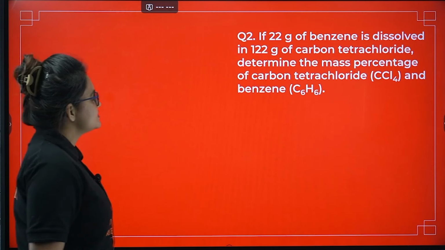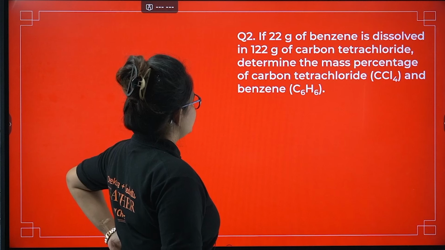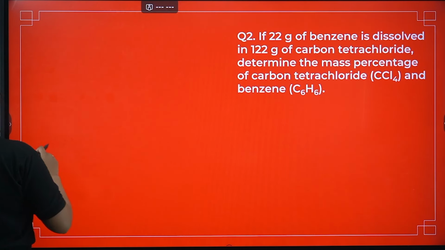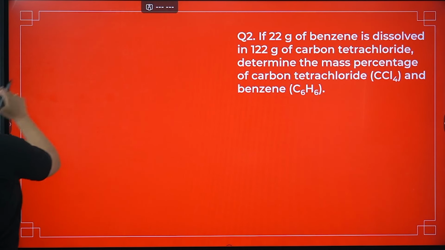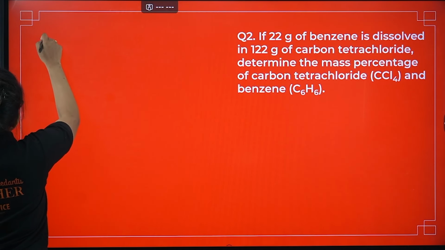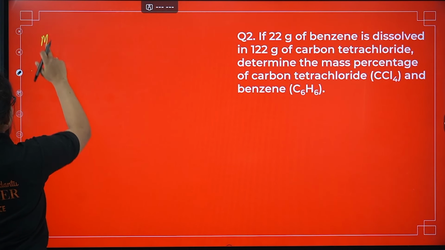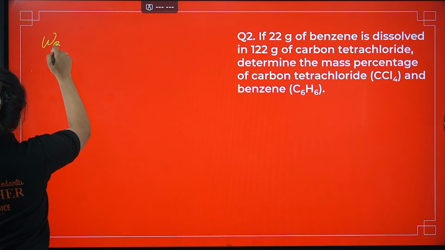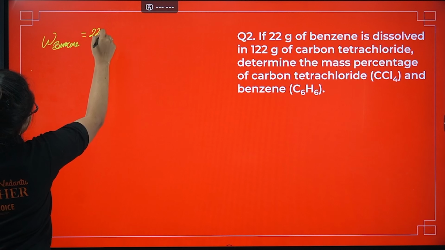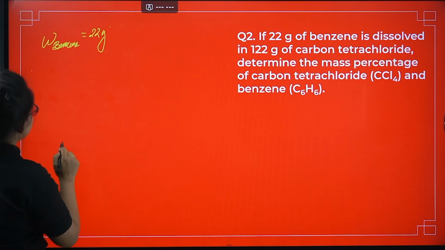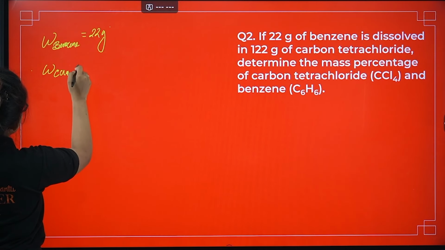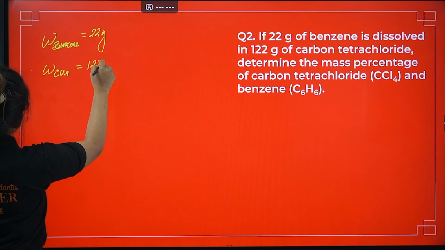22 gram of benzene is dissolved in 122 gram of carbon tetrachloride. Determine the mass percentage of carbon tetrachloride and benzene. Okay, let's do it. So first, weight of benzene is given as 22 gram. Weight of carbon tetrachloride, CCl4, that is also given, that is basically 122 gram.